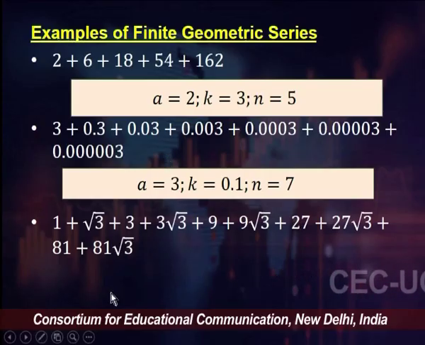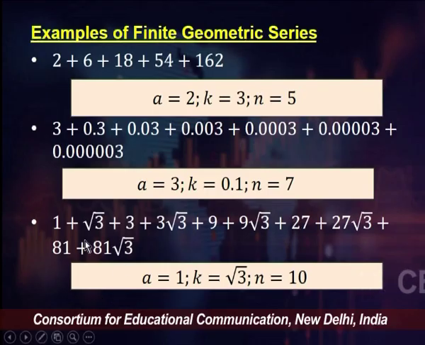In the next series, we have 10 terms, the first element being 1, and then the common ratio here is root 3. So, if I take the ratio of any two consecutive numbers, root 3 ratio with the previous number, that's root 3, 3 by root 3 is also root 3, and so on and so forth, right.